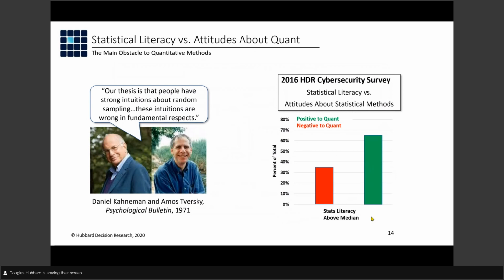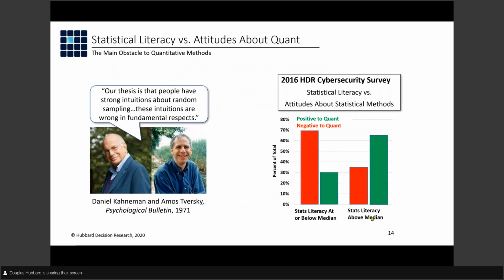But when we broke that down into the people who scored above the median on statistical literacy, there was a lot more acceptance. And in fact, the vast majority of the resistance to quantitative methods came from people who scored at or below the median on statistical literacy. That's where that's coming from. It's not based on being informed about these sorts of things. They're just some general misconceptions that people have.